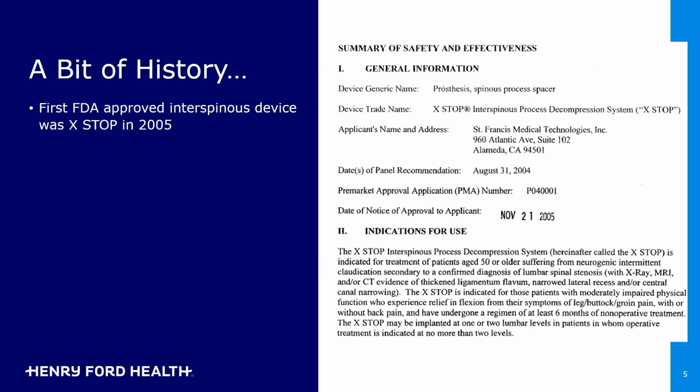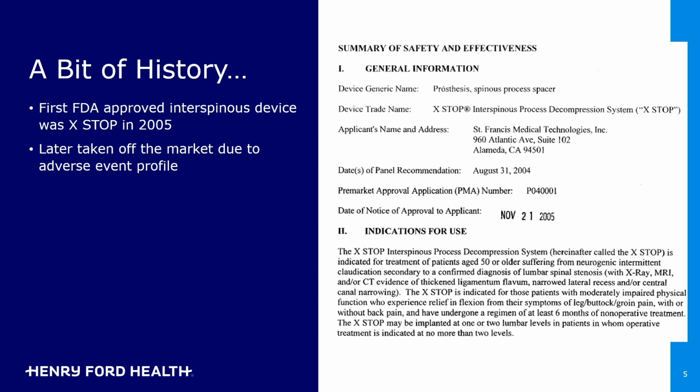So, a bit of history. The first FDA-approved interspinous device was the X-Stop, back in 2005. Most people think of Kyphon and Medtronic when they think of X-Stop, but it was actually St. Francis Medical that got the original FDA approval. This is all public domain; if you do a Google search on any product approved by the FDA, you'll see this letter. The interesting thing is the indications for use: one or two levels for patients with lumbar stenosis. They don't mention spondylolisthesis here, but essentially you're doing this instead of a laminectomy. That's the idea with these devices.